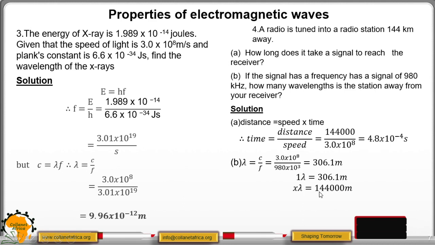How many wavelengths are there in these kilometers? That is 144 kilometers. So we cross multiply and we get the value of x as 144,000 meters divided by 306.1 meters. You get that we have approximately 470 wavelengths.